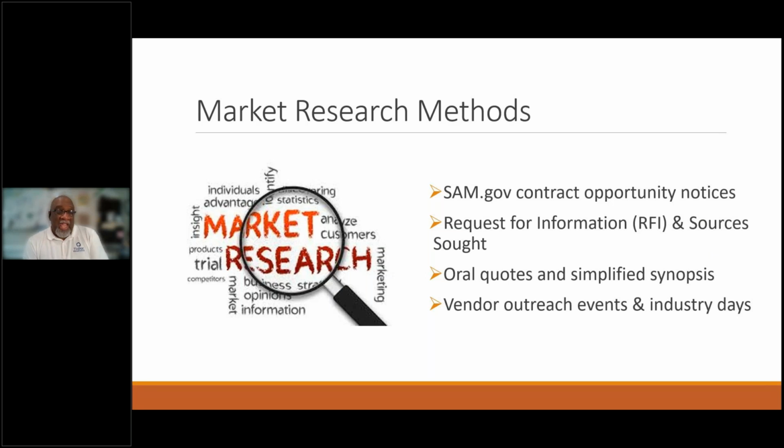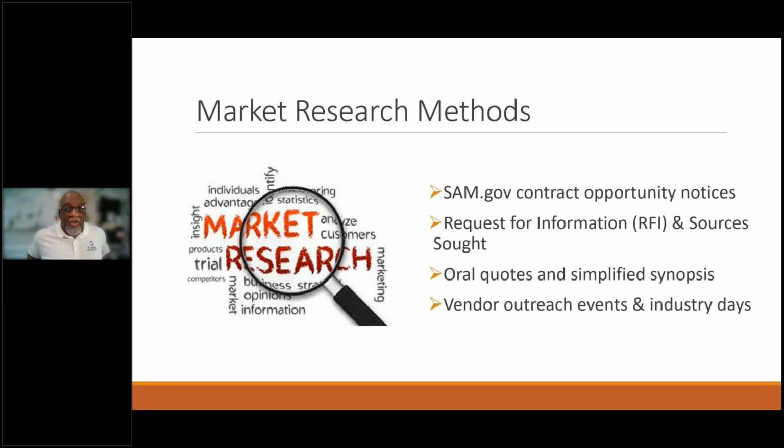So on SAM, you're only seeing 65, 70, 75% of the procurements. There's a large set of procurements that aren't being publicized on SAM. So where are they? And are you in the position to receive them?